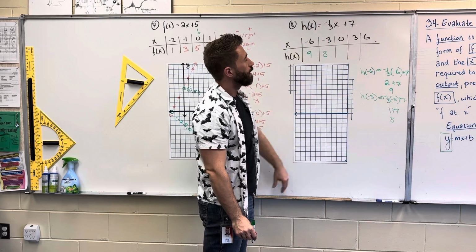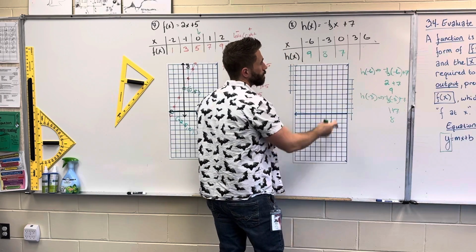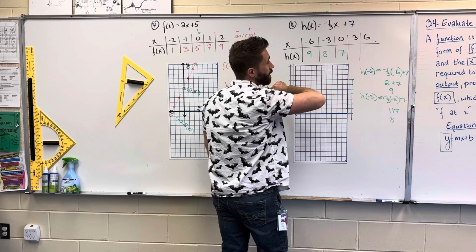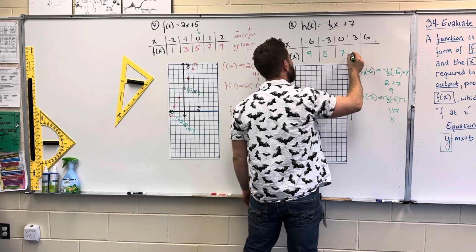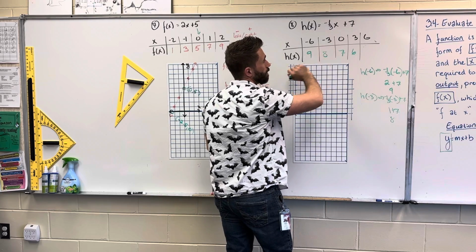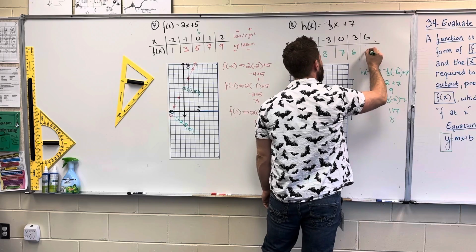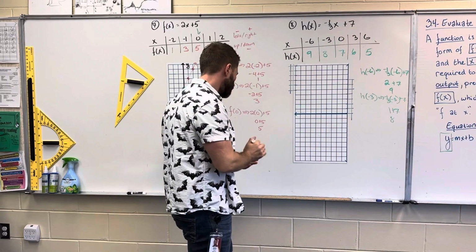Plug in a 0. -1/3 of 0 is 0. Plus 7 is 7. 1/3 of +3 is -1. -1 plus 7 is 6. 1/3 of 6 is 2. Make that a -2 plus 7 is 5. Okay.